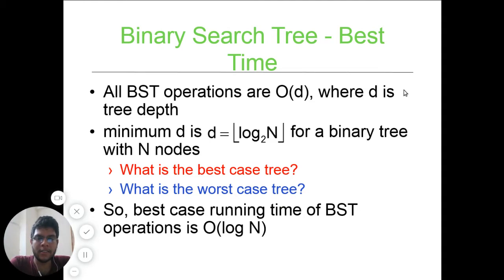So what is the best case tree? The best case tree is where the tree has exactly height log n base 2. What is the worst case tree? Why are they best case or worst case? You realize that every BST operation is order D, so to minimize BST operation time, you need to minimize this D. This D in the best case can be log n, in the worst case can be n. So every computer scientist sought after this data structure because it offered log n time complexity for most of the BST operations.